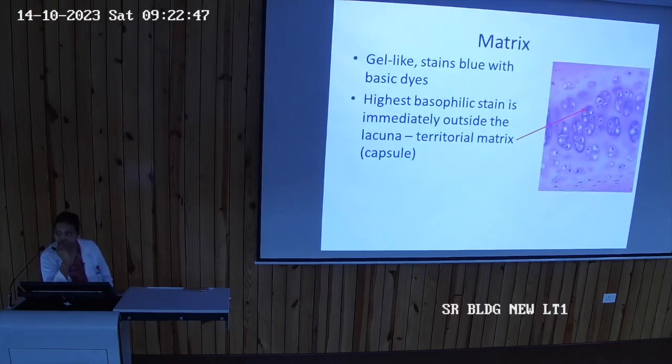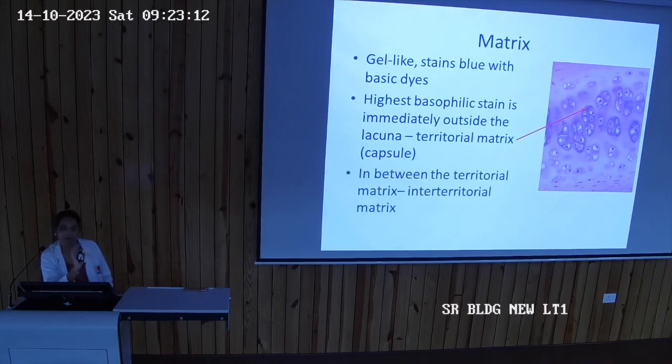Any problem in this? Will you be able to identify it? Yes. Cell nest, homogeneous appearance, territorial matrix, interterritorial matrix, no visible collagen fibers. What type of collagen fibers is there in hyaline cartilage? Type 2. Examples you should know. If you are able to write this much, it's enough in the first year of MBBS. This much normal microscopic anatomy you know, hyaline cartilage identification you can do, so that is enough.